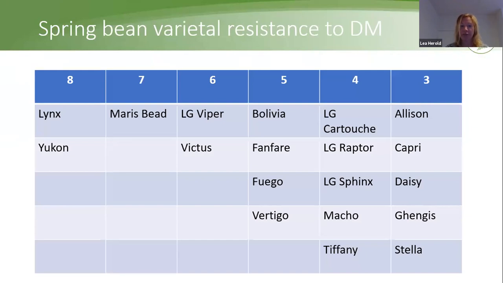Back to bean downy mildew. Same as with the rust slide, there are big differences in the varieties, and this data has been part of the descriptive list for years and is tested every year. You can see there are some varieties like Lynx and Yukon that have a very high resistance rating of 8. So it is much more likely that you won't need a downy mildew spray if you're growing one of these varieties, because their resistance is quite high.